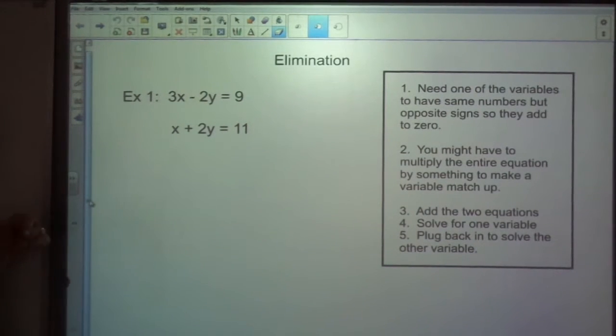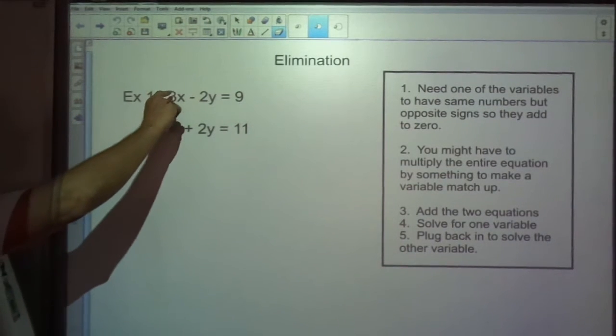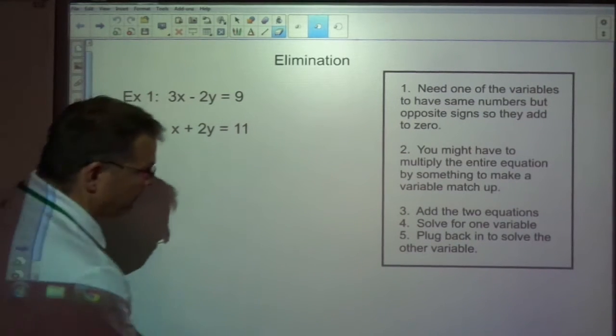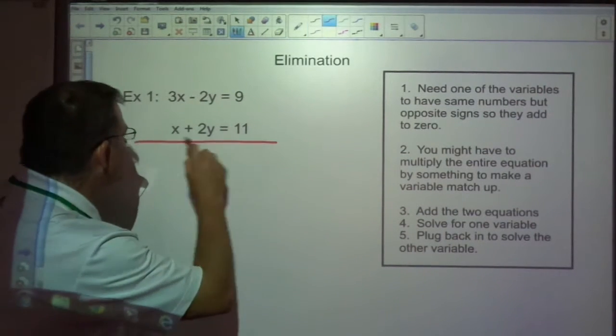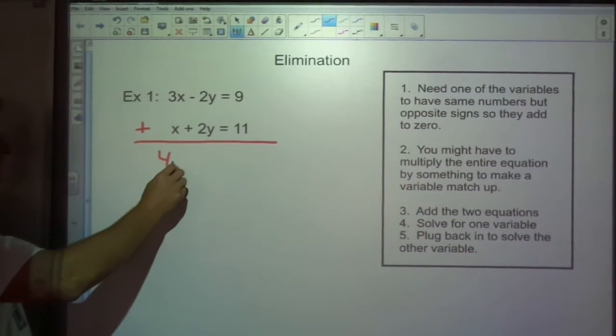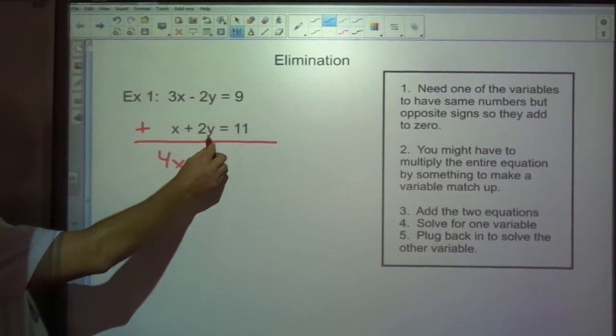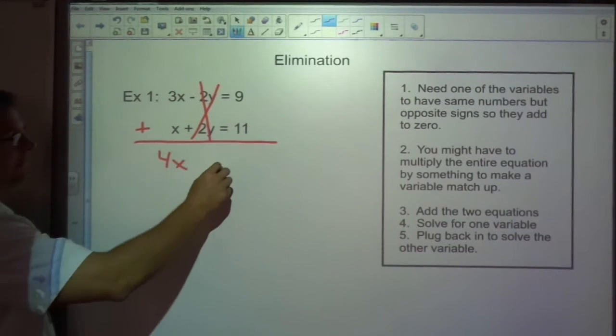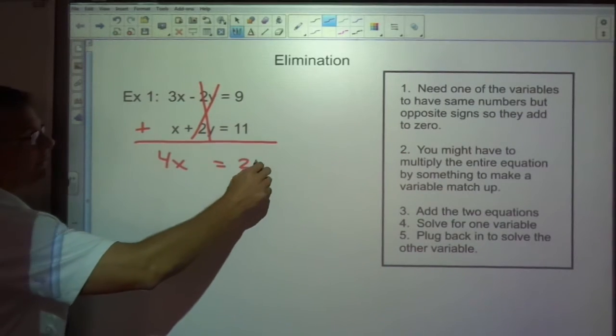So in this problem, if you look, the x's, if I add these together, I would get 4x. They aren't ready to make 0, but the y's are ready to make 0. So if I add these two equations together right now, 3x plus 1x is 4x. Negative 2y plus 2y makes 0. So these just cancel. And then 9 plus 11 is 20.